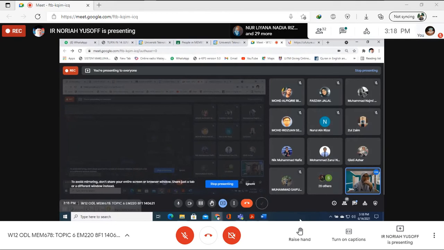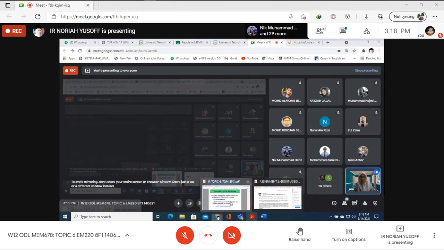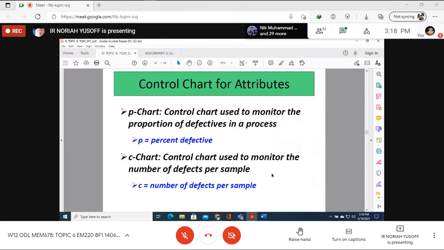Semua okey? Semua okey, kita continue. Okey, kita continue ya. Okay. Jangan tidur tau. Ini banyak masuk test ni. Control chart ni. Okay.